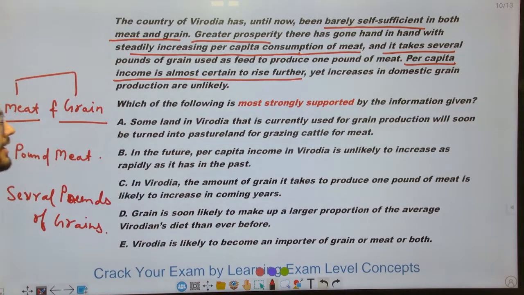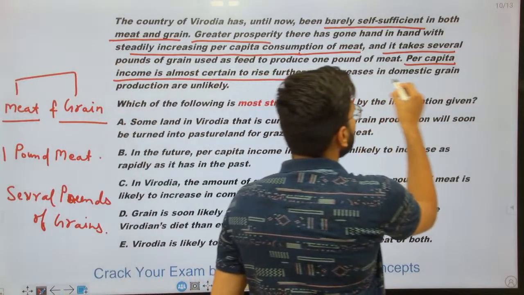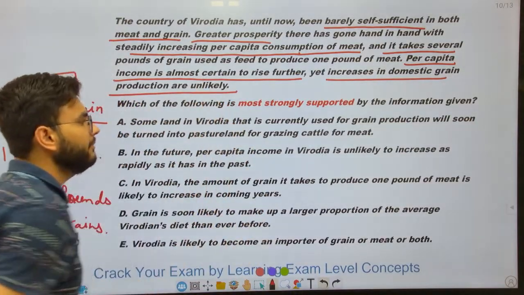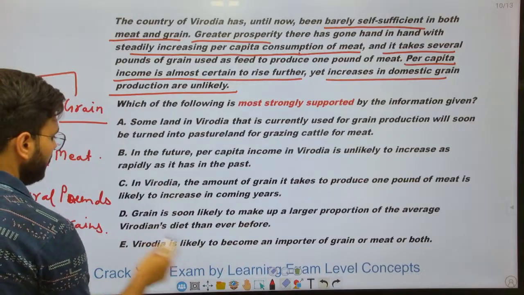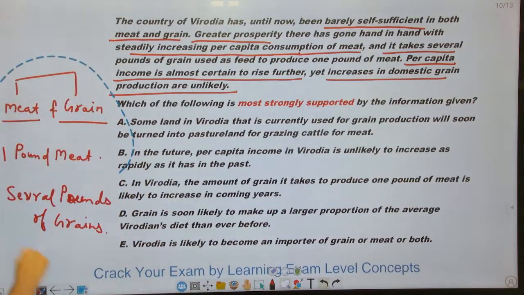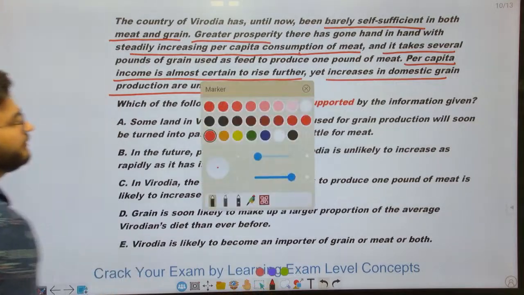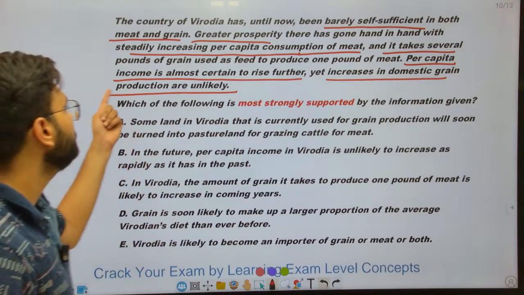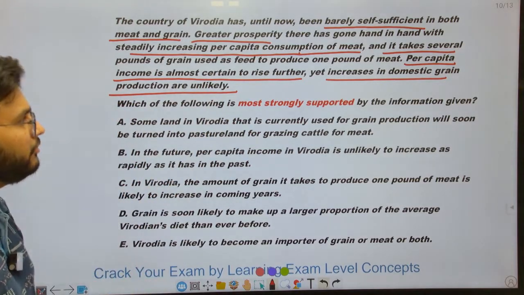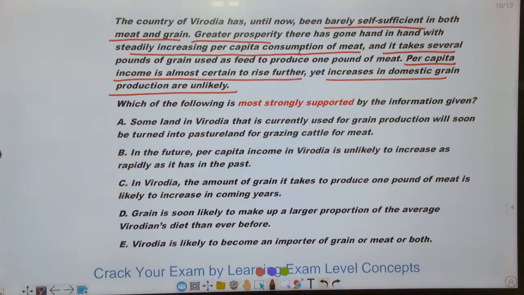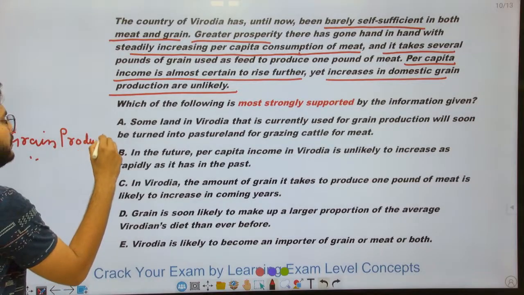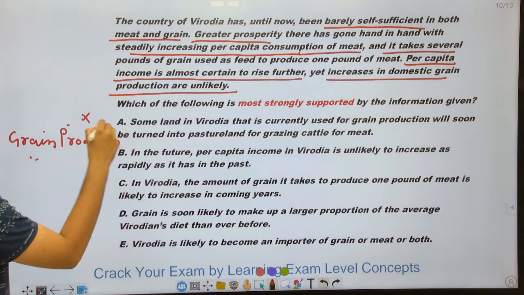Okay. Yet increases in domestic grain production are unlikely. It means we won't see any increment in production of grain. What are we not going to see? People are going to become more prosperous because their incomes are almost certain to rise. But then also there will not be an increment in domestic grain production.